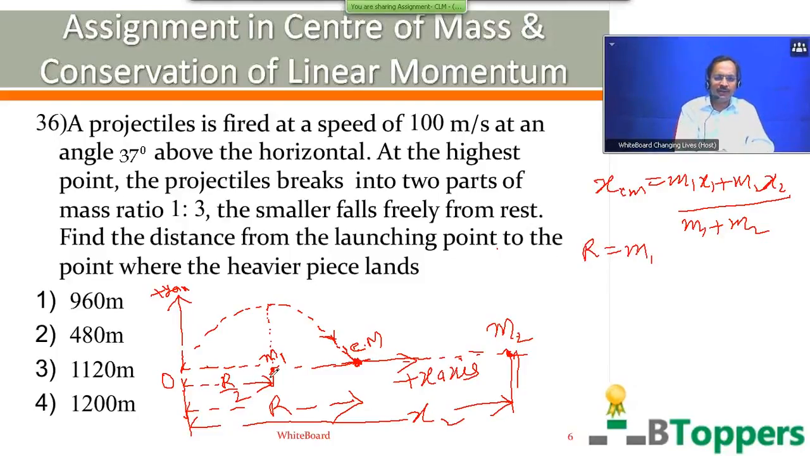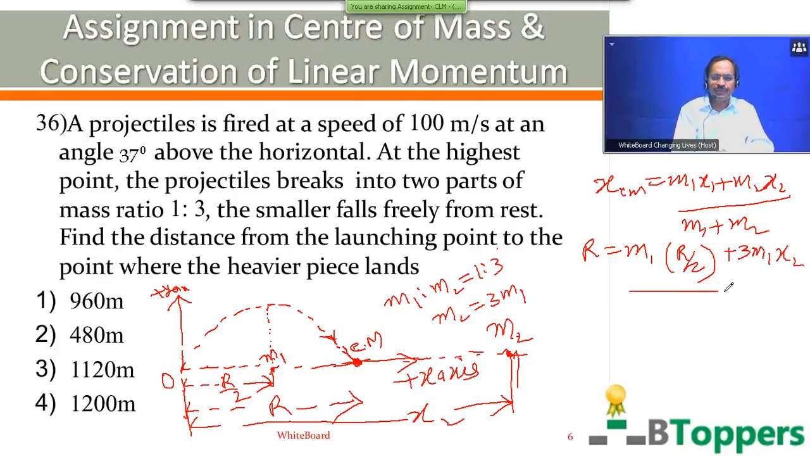X1, when both the parts have reached the ground, can be written as R by 2. Here the two masses are in the ratio 1:3. That means M2 can be taken as 3 times M1. You have to find X2.